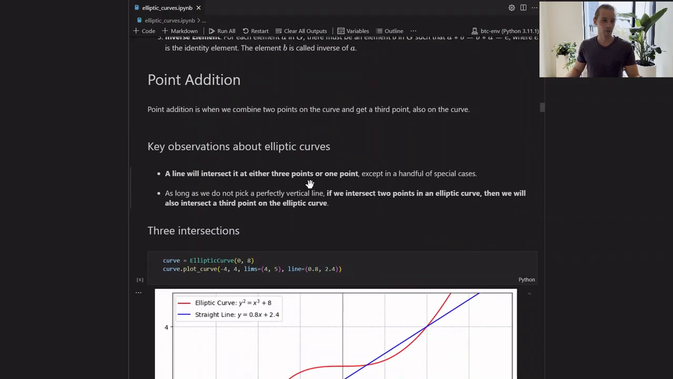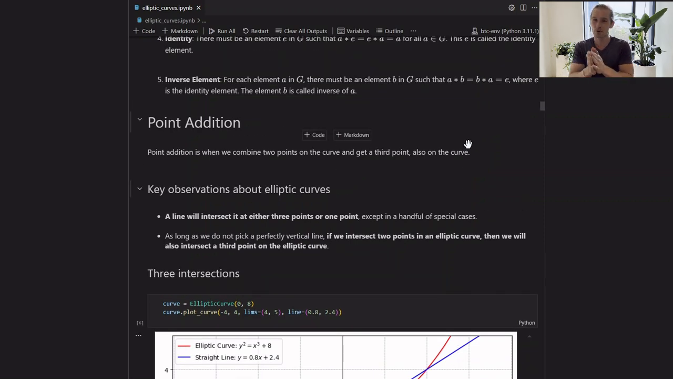So as we talked about previously, point addition is just when we combine 2 points on the curve and get a third point also on the curve. Now, the way that point addition is defined relies on some key observations about elliptic curves that might seem a bit unintuitive at first, but I'll show you a lot of visualizations that will prove this to you and will make you understand why they're important as well.